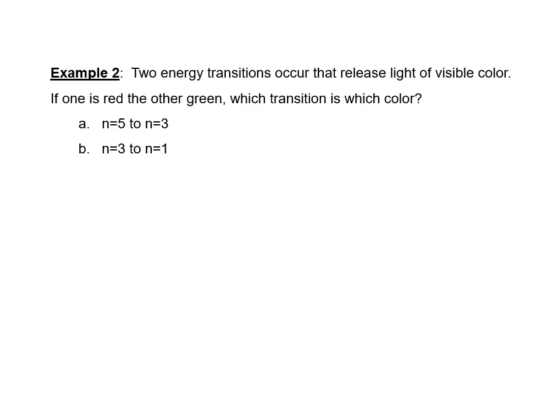Here's another question. Two energy transitions occur that release light of visible color. If one is red, the other is green, which one is which? So red is less energetic, right? Remember Roy G. Biv, red is the least energetic, violet is the most energetic of the colors. So green is more energetic. Basically, we assign the one that's more energetic to green, the one that's less to red.